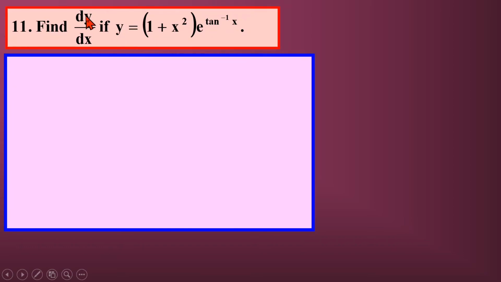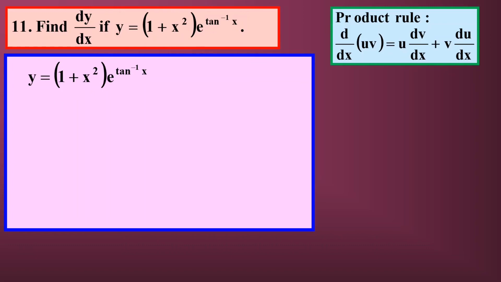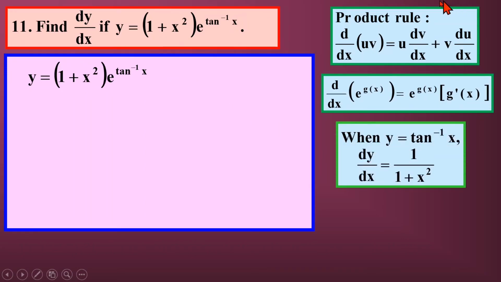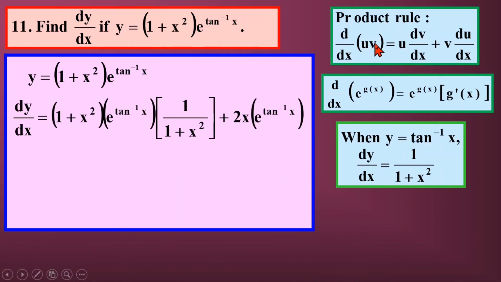In this question, we need the differentiation of y equals 1 plus x squared multiplied with exponent to the power of tangent inverse x. So we have a product rule, an exponent, and an inverse tangent. So we will apply them into these three formulas. So first thing, u is 1 plus x squared.